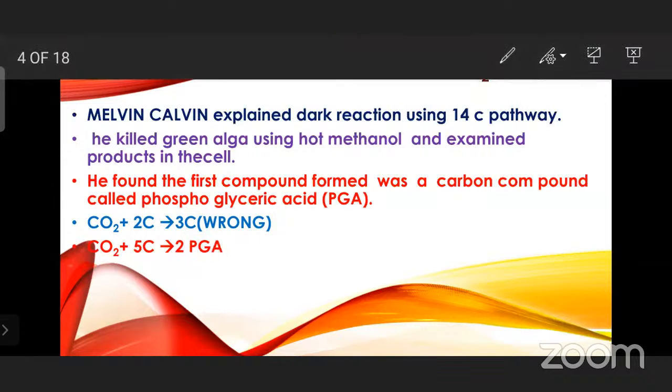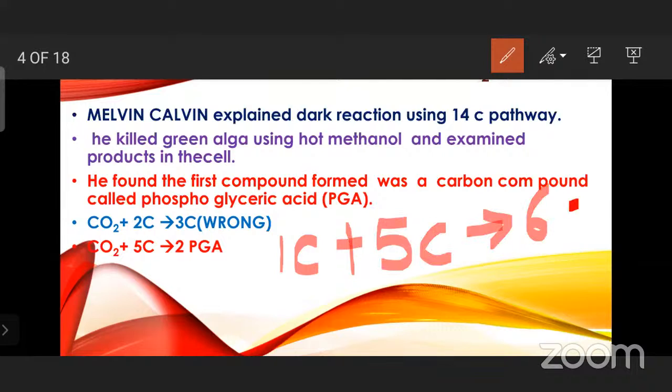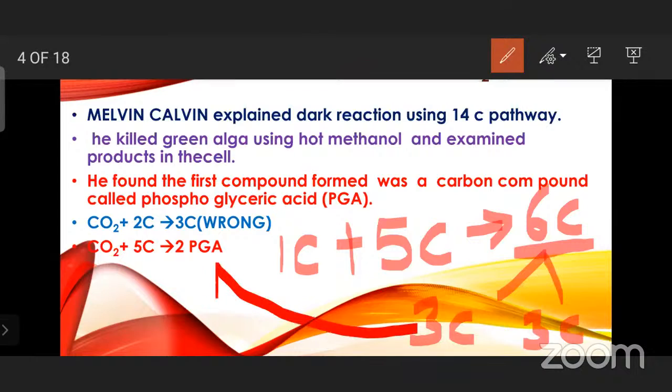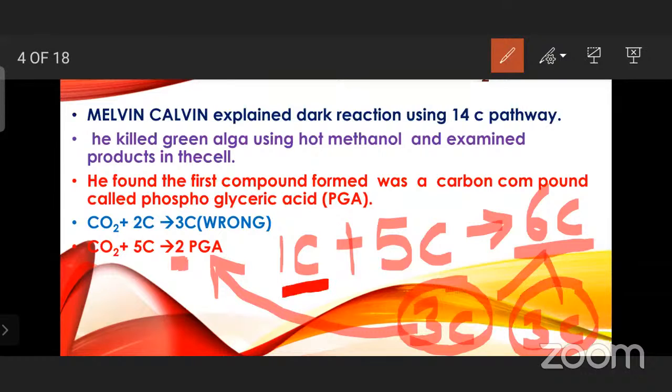So here we can see 1 carbon of carbon dioxide combining with a 5 carbon compound. 1 plus 5, it will be 6. This 6 carbon compound, hexose sugar, is unstable and it is splitting into 2 molecules, each one having 3 carbons. And this 3 carbon compound is our phosphoglyceric acid. And that's why it is written here 2 PGA. That means 2 molecules of phosphoglyceric acid are going to form whenever 1 carbon compound is combining with a 5 carbon compound. So this was clear.